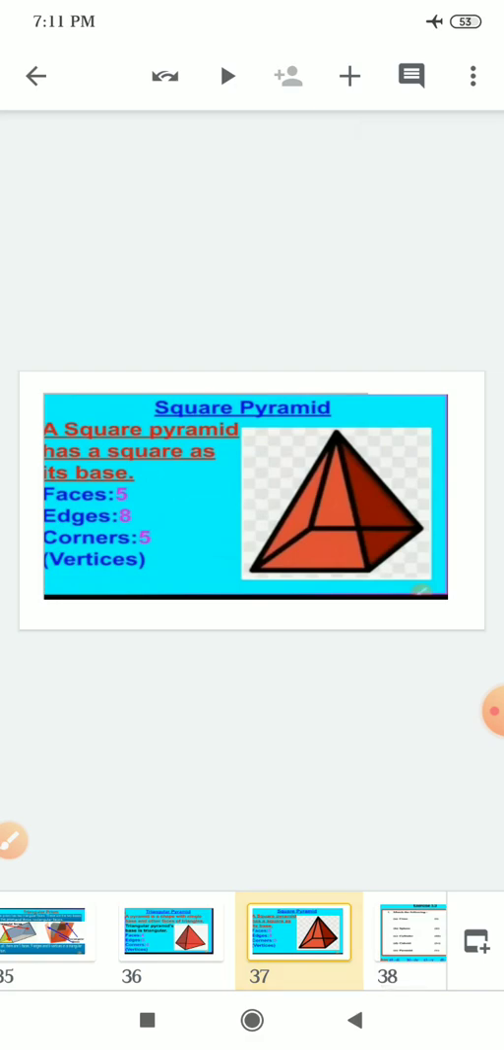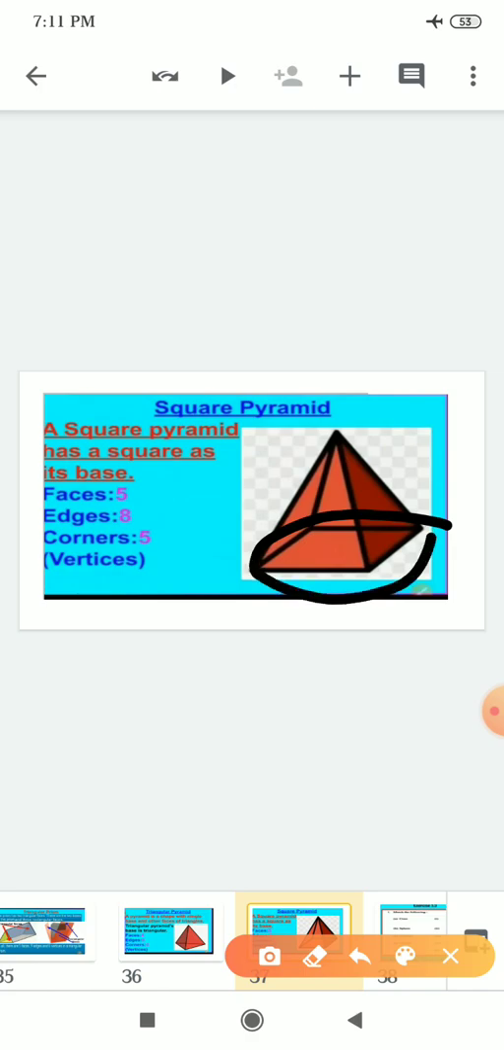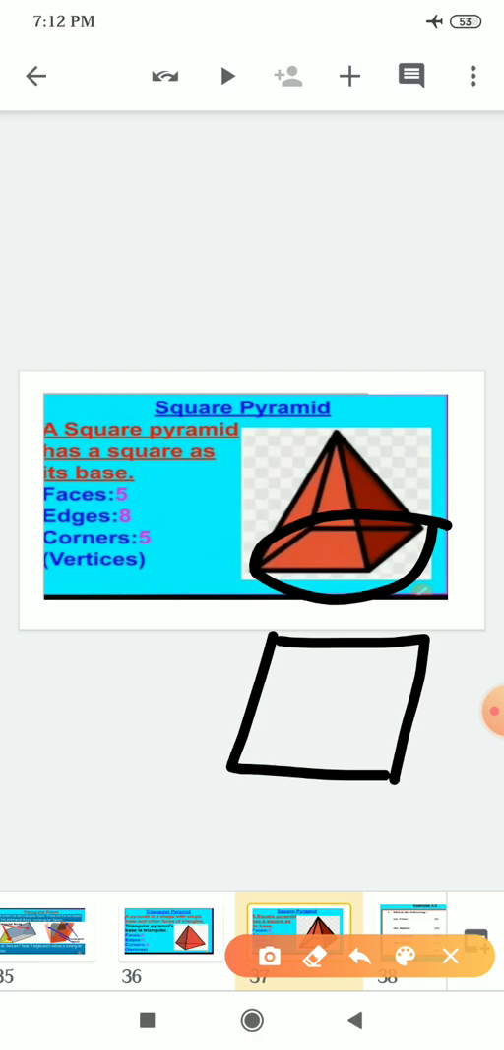Now we have a square pyramid. A square pyramid has a square as its base. You can easily see this one is a square shape. Yes or no? So its base is a square. So it has 5 faces, 8 edges and 5 corners.